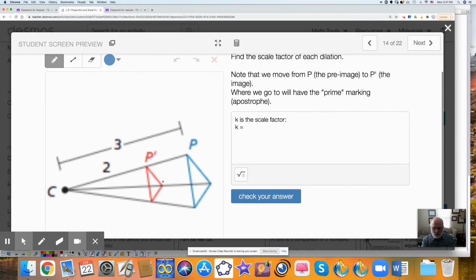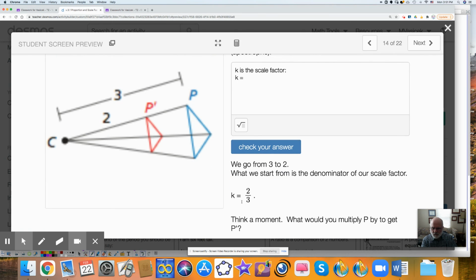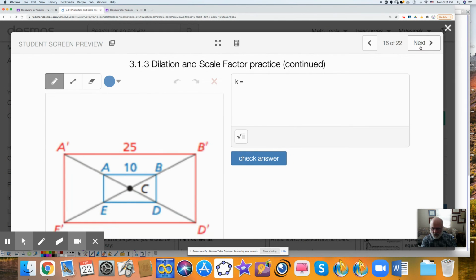And then we have some practices. I'll walk you through this first one. We're going from the blue to the red. Originally we're at 3. What do you multiply 3 by to get to 2? You multiply it by 2 over 3, or 2/3. You can check your answer on each of these where I write it out for you. So my scale factor is 2/3. There are some practices here to do. I'll give you the answers.